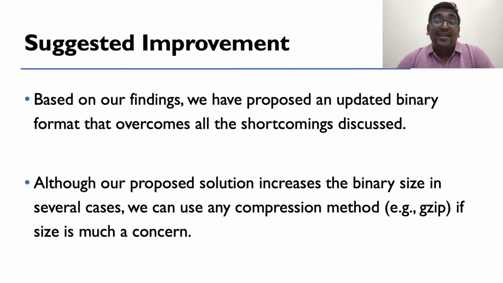So based on our findings, we have designed and developed a new binary format where we have used NDN names directly to overcome the issues mentioned before. In some cases, for example, a schema with more repetitive words or a schema with multiple variants of a single publication, the size of the updated binary can be larger than the VERSIC binary. However, we can use any compression method like gzip if size is much a concern.